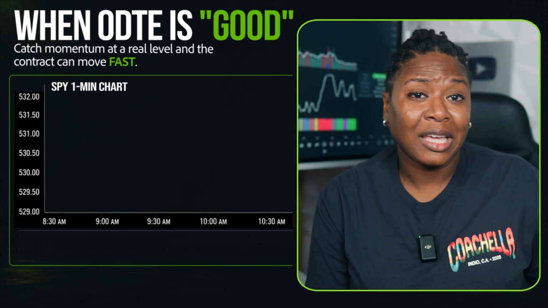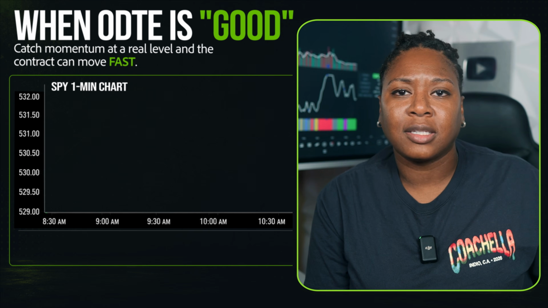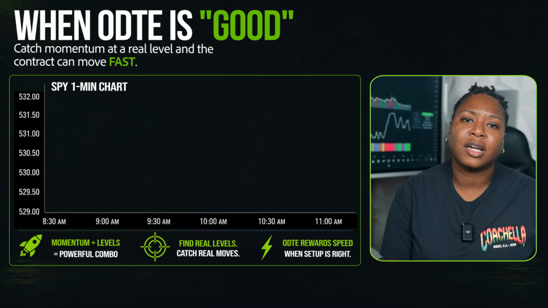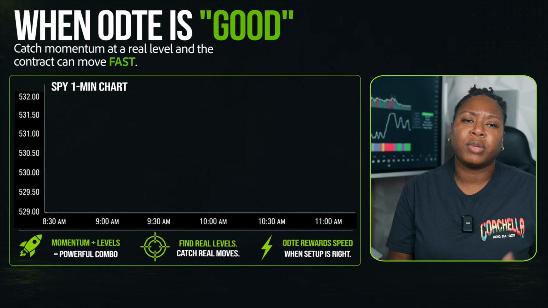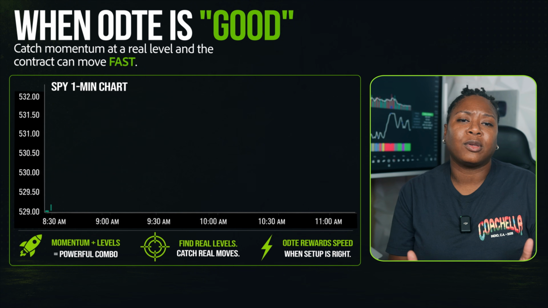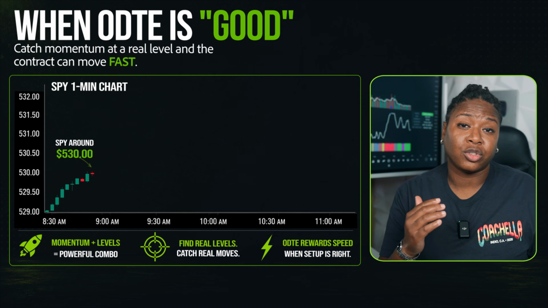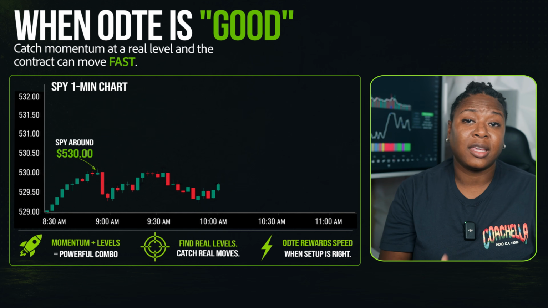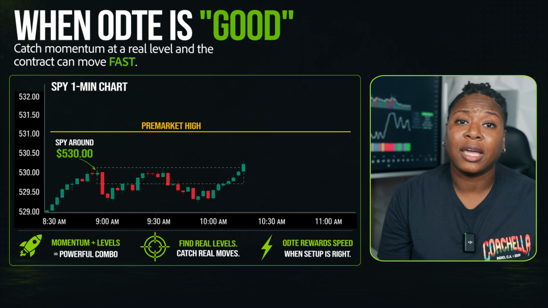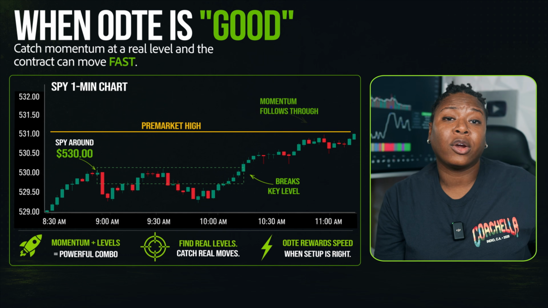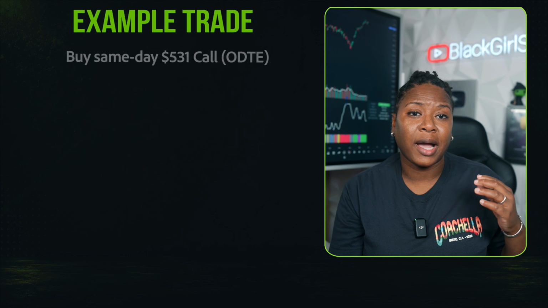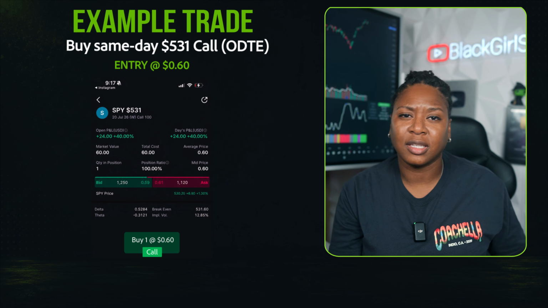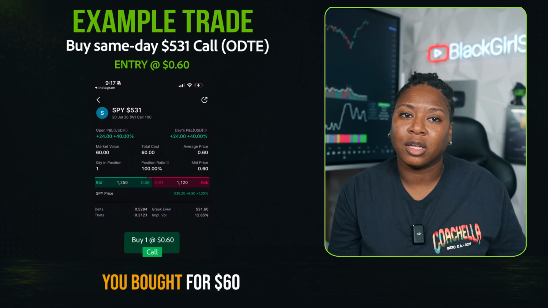When zero DTE is good, then the upside is going to be simple. When you catch momentum at a real level, then the contract can move quickly. Picture this. Let's say that SPY is trading around $530 and it starts pushing up and breaking a key level, like a pre-market high or yesterday's high, or even a pivot point. And let's say that you buy a same day call option contract for 60 cents. That's going to cost you about $60 a contract.